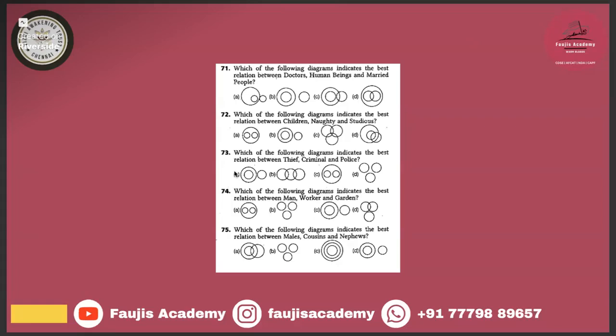So obviously over here A is the right answer. Okay. Right. Man, worker, garden. Option D, sir. D for Delta. Okay. You sure about that? Yes, sir. Option C, sir. Okay. Why not A and B? Can we not think like men and workers are working in the garden? Okay. So we cannot think that way. That is beyond the scope of this question.